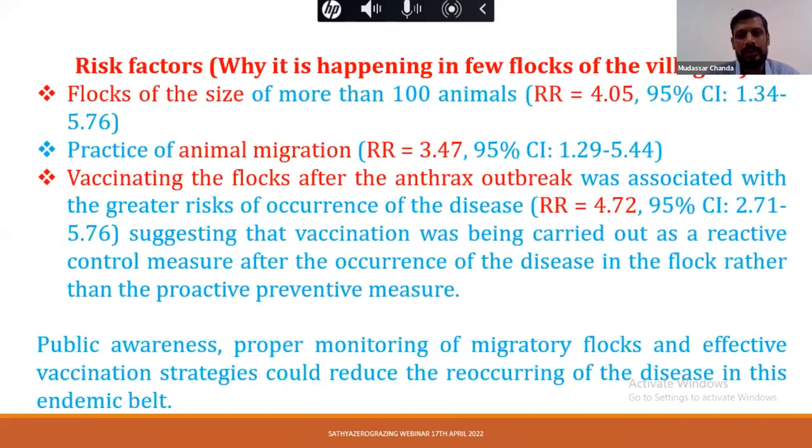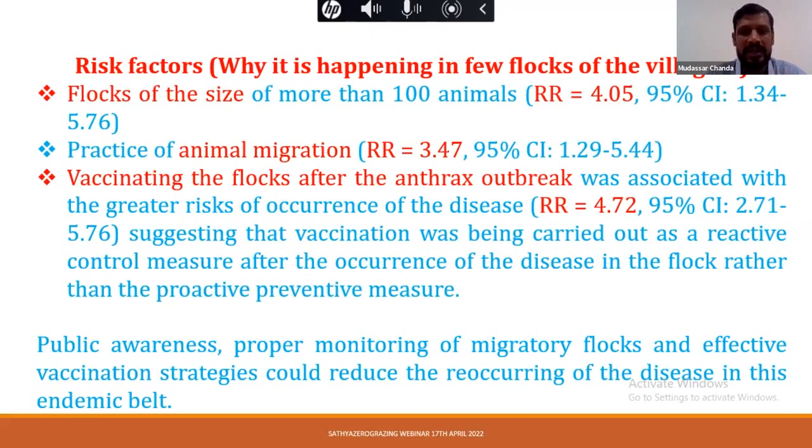But the interesting point we noticed in that investigation, about why only a few flocks were affected, was that the size of the flock was important. If the size of the flock is more than 100 animals, the risk of getting the disease is 4 times compared to flocks of less than 100 animals. I'll repeat this point because when we talk of risk factors, we always estimate in that way. This is evidence completely done with some data analysis.